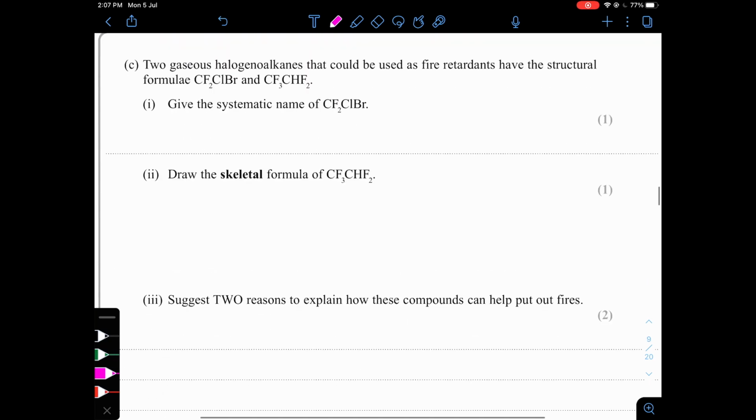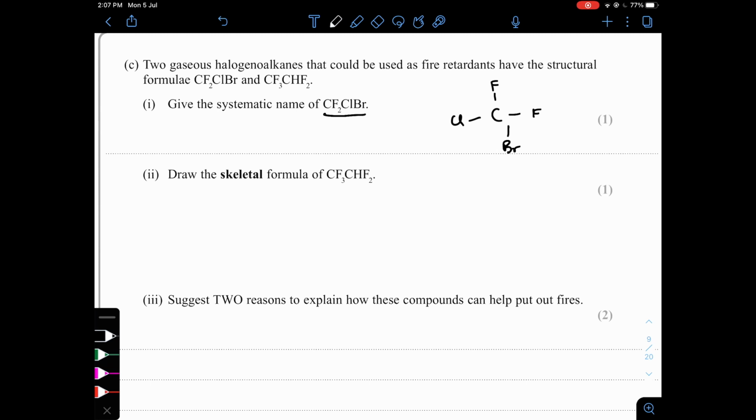Okay. Part C. Give the systematic name. So two gaseous halogenoalkanes that could be used as fire retardants have the structural formula CF2ClBr and CF3CHF2. So I give the systematic name for CF2ClBr. So let's draw it. So we have C, we have F, we have another F, Cl, and Br. So that's the compound, right?